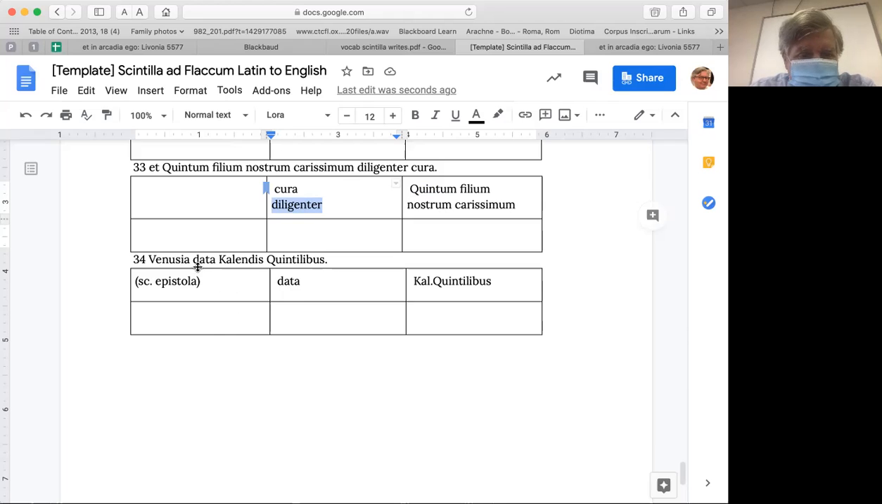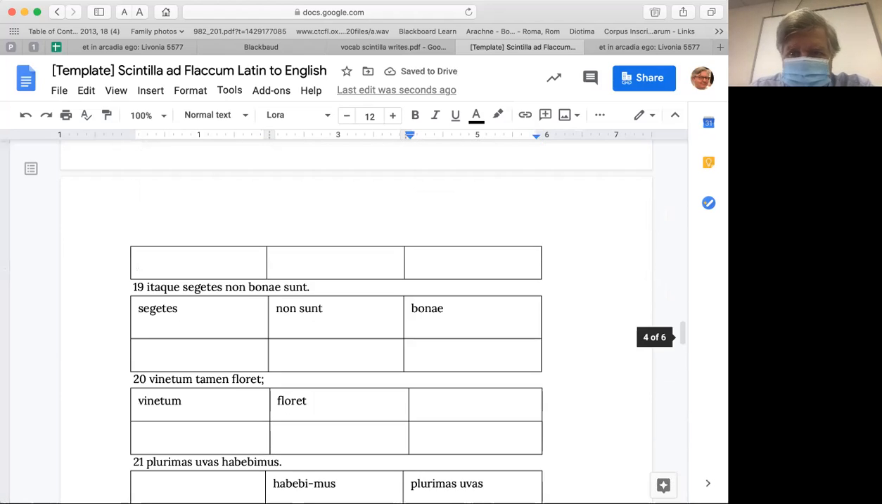So Venusia is the place, data, given at Venusia, that is the letter, was given at Venusia to the postman on the calends of Quintilis. The first calends is the first of the month, the first. And Quintilis is the month we now call July, named after Julius Caesar. Okay, so that's about it.